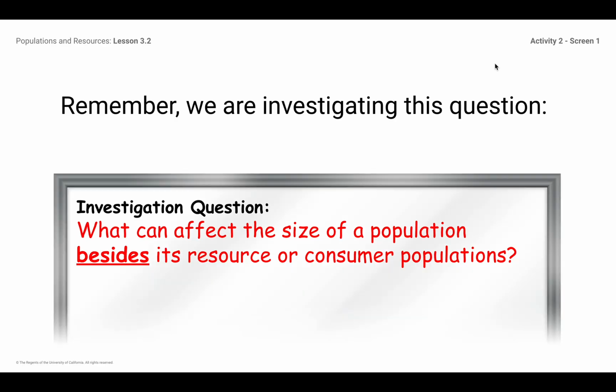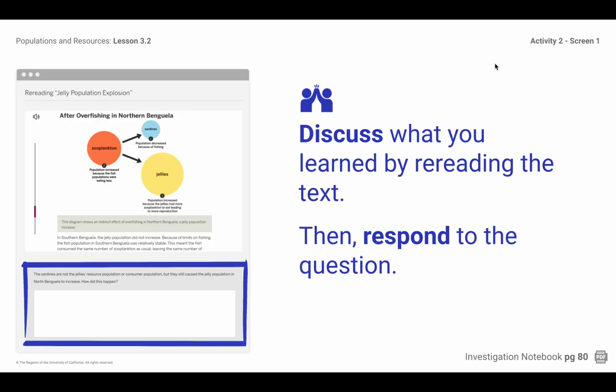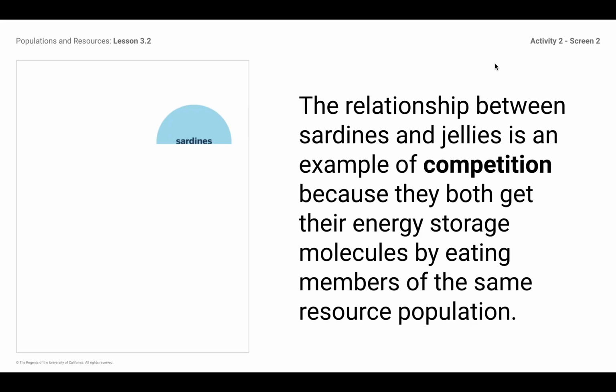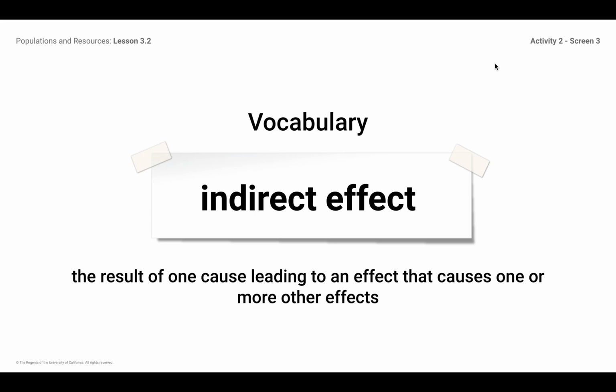Okay, so I'm going to skip the part where we're rereading the article. We just talk about the idea of competition. And remember, competition is when two or more populations use the same resource, such as the same food source. So if two organisms are competing for the same resource, you'll understand why a change in one of those would affect the other one. But let's keep talking about it a little bit.